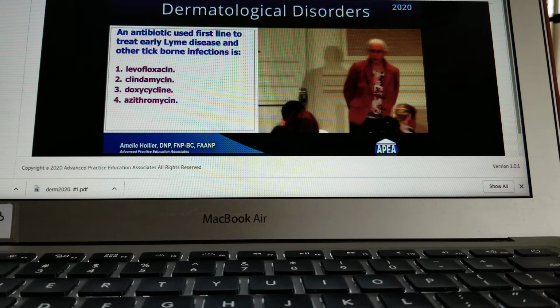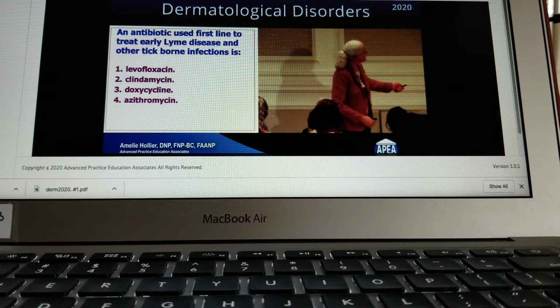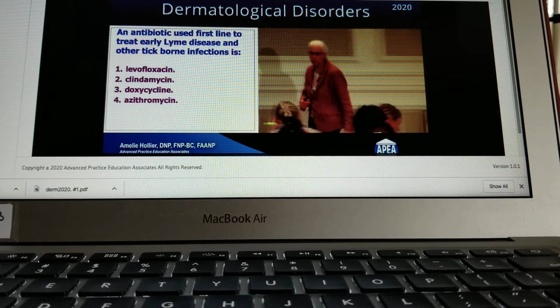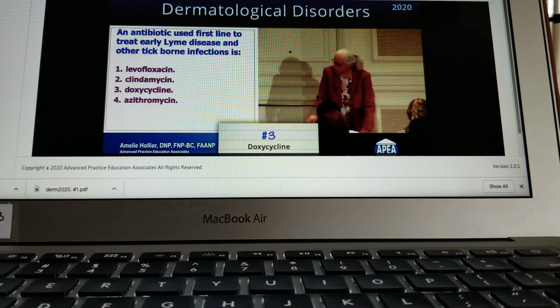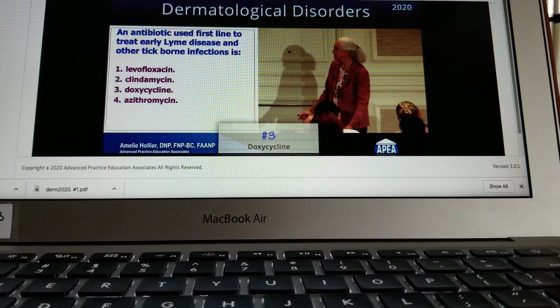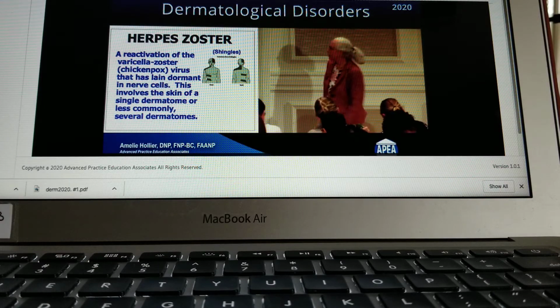Take a look at my question. An antibiotic used first line to treat early Lyme disease and other tick-borne infections. What class of meds do we use? Doxycycline, exactly. Number 3. Let's talk about herpes zoster.